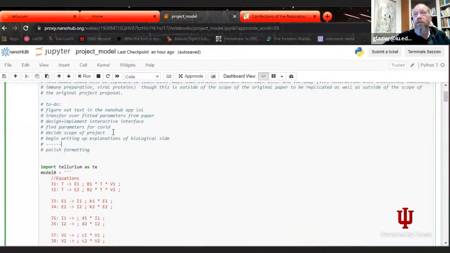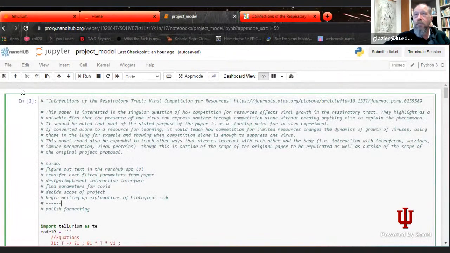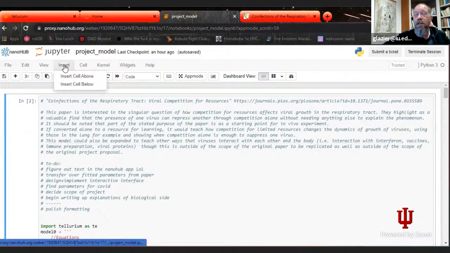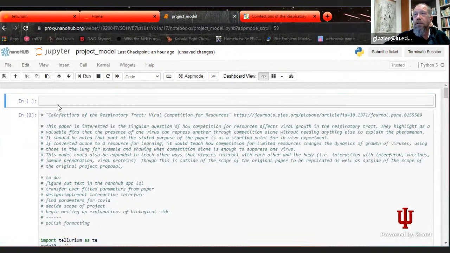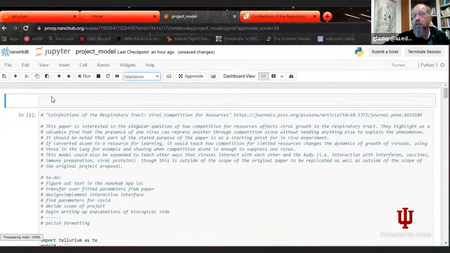So go insert, or insert a cell above, go into the cell, and now go where it says code, in the menu bar, code. Markdown. Type.